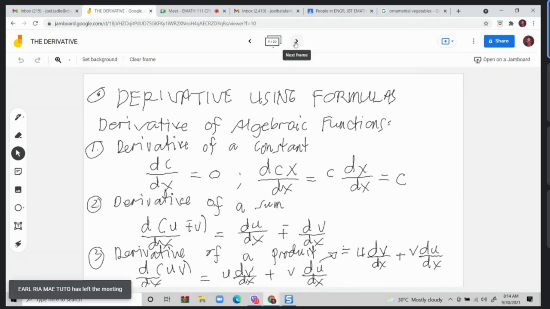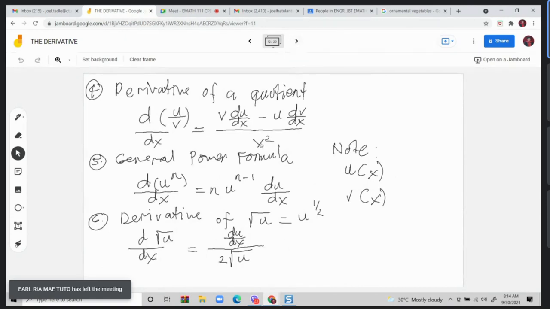Then derivative of a quotient. So we have derivative of u over v with respect to x is equal to the denominator multiplied by the derivative of the numerator with respect to x, minus the numerator u times the derivative of the denominator with respect to x, all over the square of the denominator, v squared.